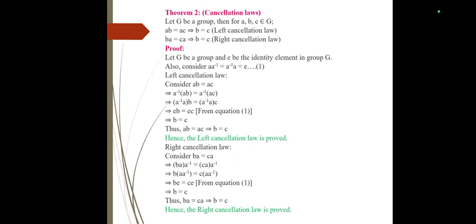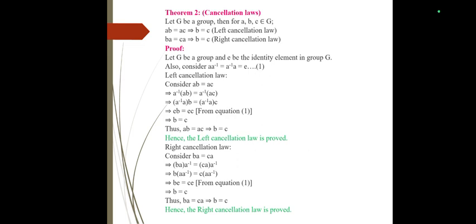So for proving the left cancellation law, we consider ab is equal to ac. Then multiply a inverse on the left side of the equation. So we have a inverse ab is equal to a inverse ac. Now by using the associative property, I am grouping a inverse a on both sides. From that I will be getting eb is equal to ec from equation 1, which implies b is equal to c. Thus ab is equal to ac implies b is equal to c. Hence from this the left cancellation law is proved.